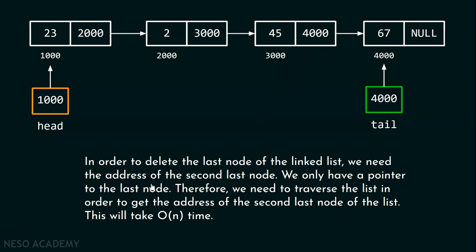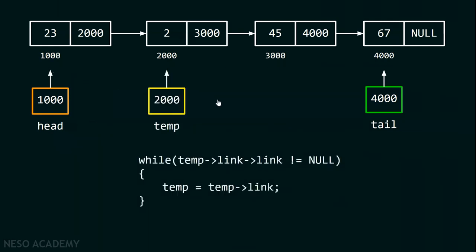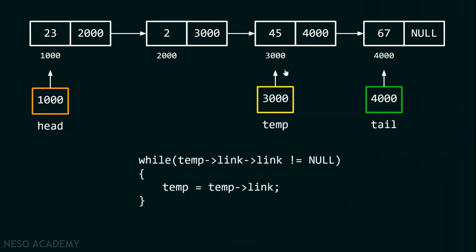We only have a pointer to the last node, therefore we need to traverse the list in order to get the address of the second last node of the list, and this will take order of n time. Obviously we need to traverse this list in order to reach the second last node of this list. That is why it will take order of n time. Let's say we have a temp pointer which is pointing to the first node of this list. We will move this temp pointer towards the right so that it can point to the second last node of this list. In order to do this, this is the code available with us.